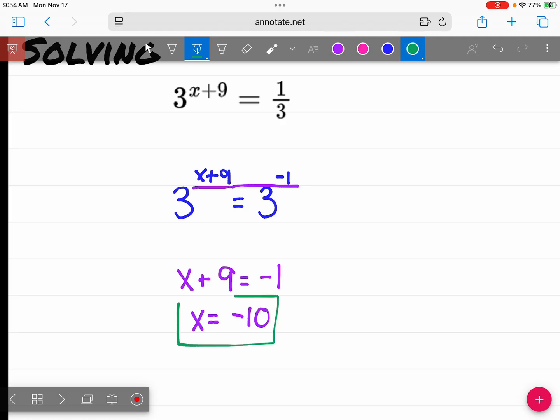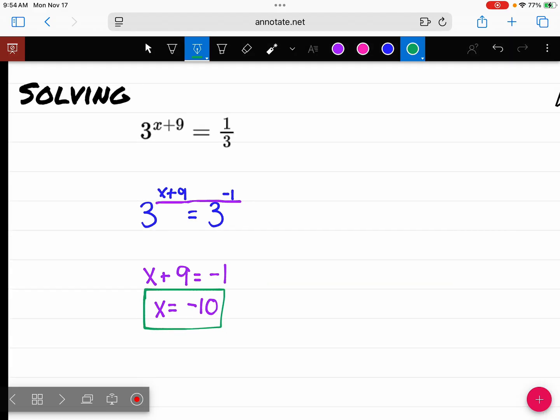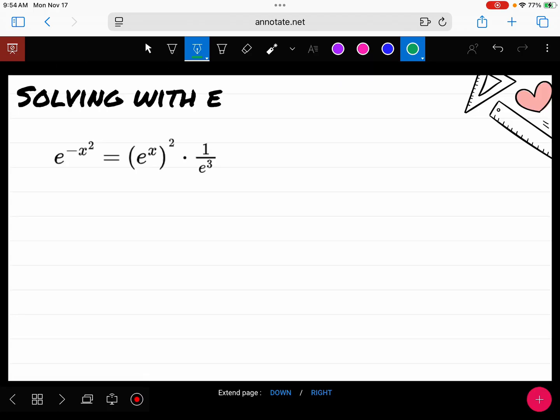Okay. So this one was a pretty simple one, kind of warming us up, getting us back in the zone on these. We need our bases to be the same so we can use our exponent laws to solve stuff. Because sometimes we get grosser looking stuff. We'll get something like this: e to the minus x squared equals e to the x to the second times 1 over e cubed. Ew.